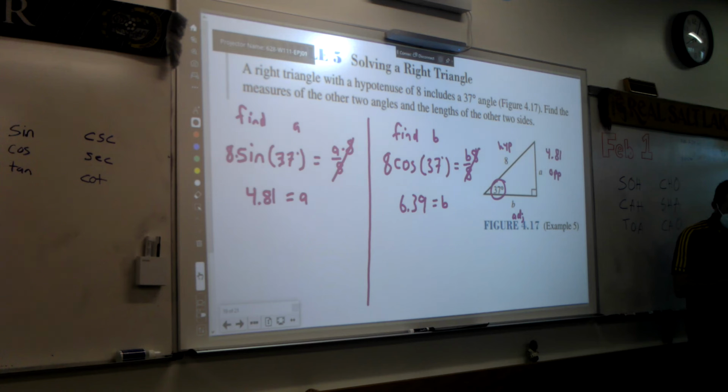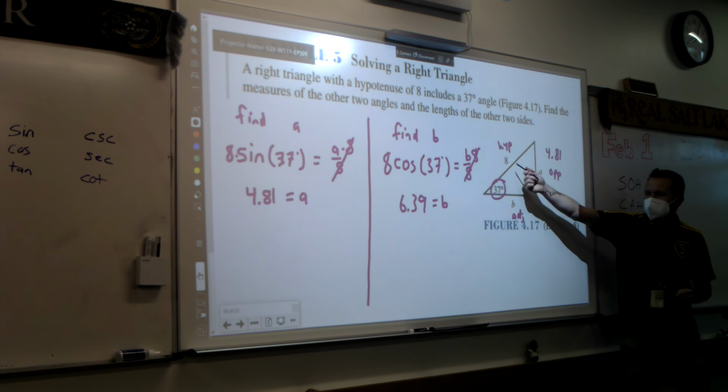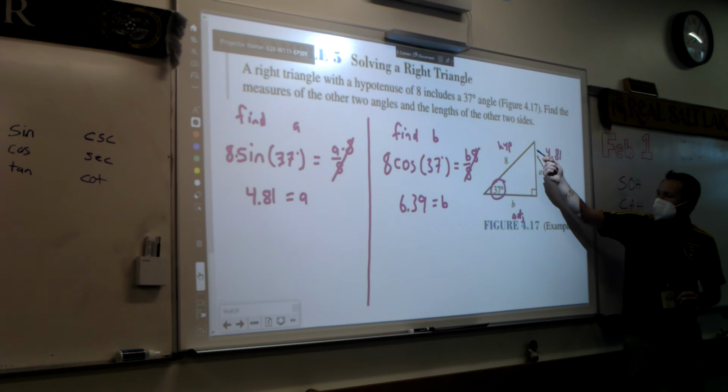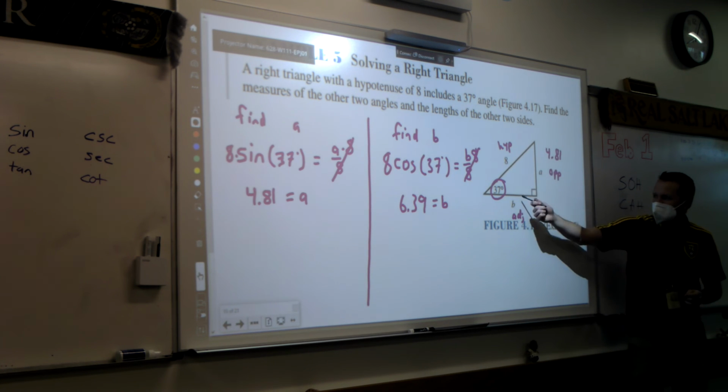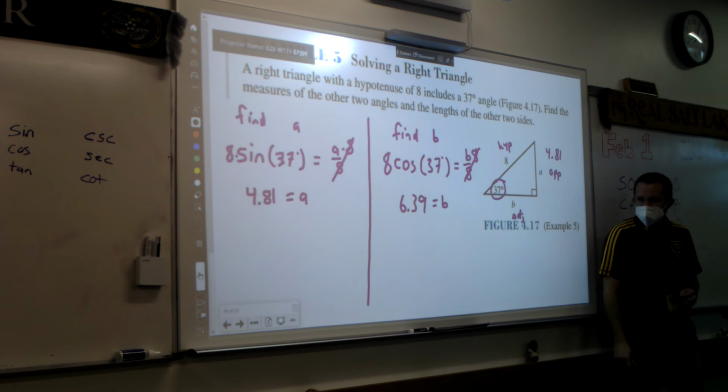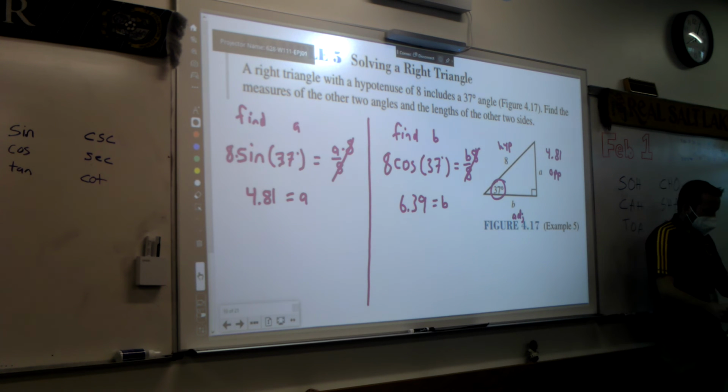Cool, and does that seem reasonable? Looking at our side lengths, yes. We want to make sure the answer is never bigger than the hypotenuse. Since that angle over here will be bigger than that angle, we expect the side to be bigger, which 6.39 is bigger than 4.81. Cool, you could always check your work with the Pythagorean theorem. With those decimals, you might be off just a smidge, but you'd be close. Cool, good. Do you have any questions on this?